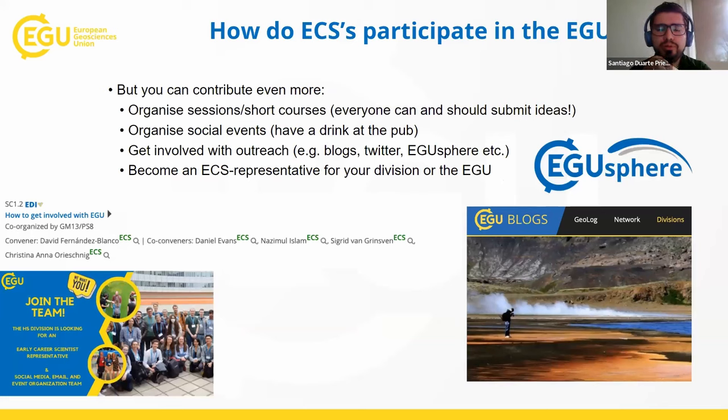Now, how can you contribute to the EGU event as an early career scientist? First, you can organize sessions or courses. Everyone can submit their ideas. There are annual calls for organizing sessions, events and courses. Also, you can organize some social events, like having a drink at the pub at the General Assembly. You can also get involved with the EGU through blog posts and Twitter. So if you like to make blogs and you want to share your information, EGU is also a very good opportunity to share this. And finally, you can become an early career scientist representative for your division within the EGU.